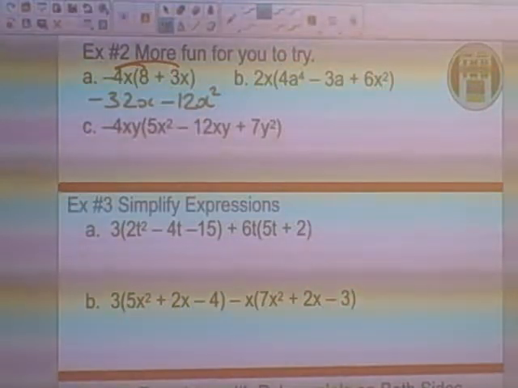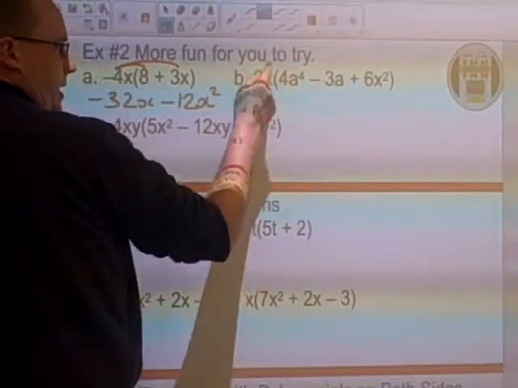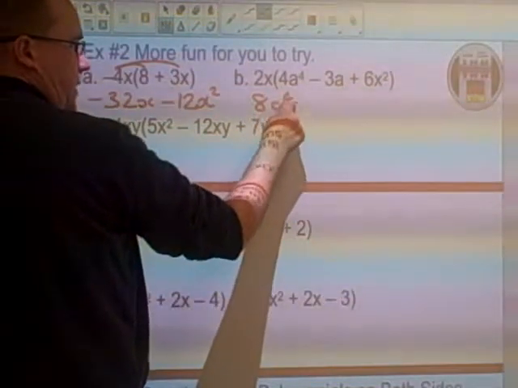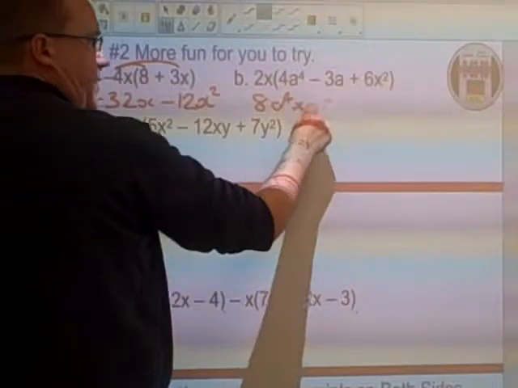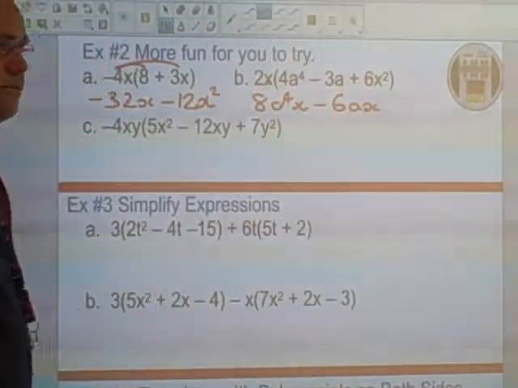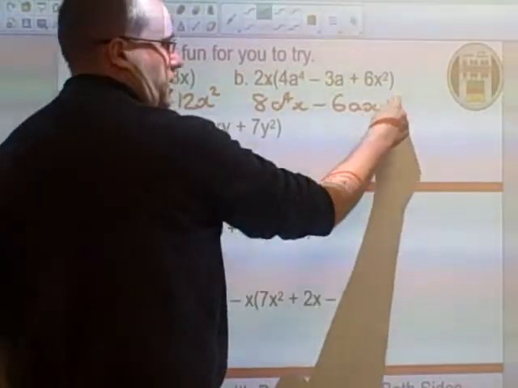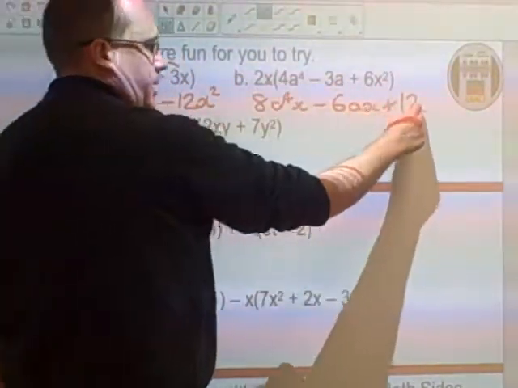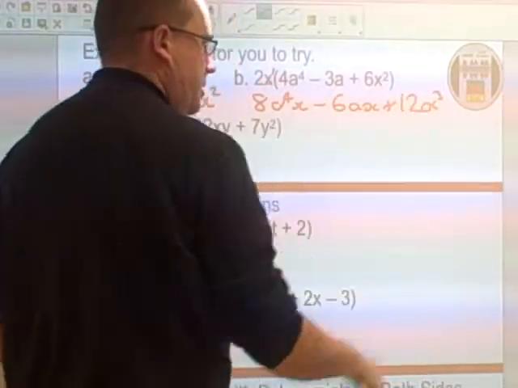For part B, this time we're going to multiply by 2x for each term, so 2 times 4 is 8. X times a to the 4, they're different letters, so just make sure they're in alphabetical order. 2 times negative 3, negative 6. X times a, just make sure they're in alphabetical order. And 2x times 6x squared, 2 times 6 is 12. And then x times x squared, same letter, so add the exponents together. 1 plus 2 gives you 3.